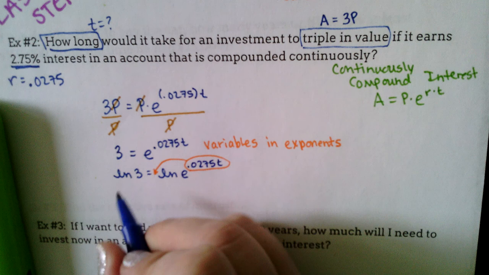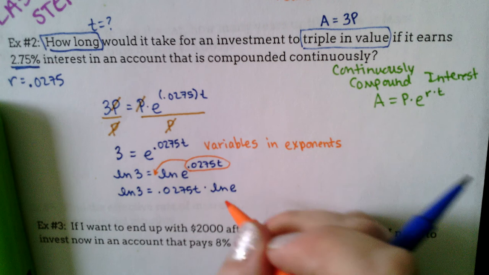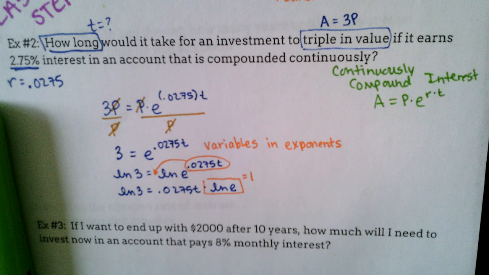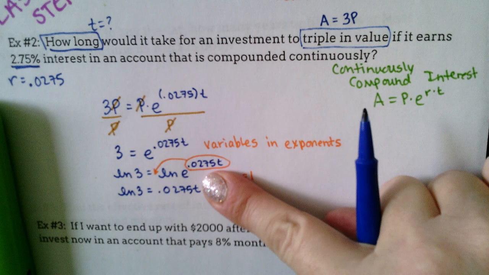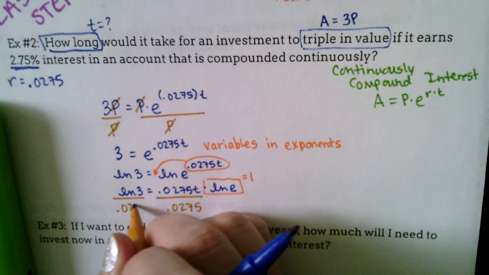So we have 0.0275t times natural log of e. But remember that we've seen a few times that the natural log of e is actually equal to 1. So that natural log of e doesn't even need to be there, which means I can then divide both sides of my equation by 0.0275, which will leave t on its own.